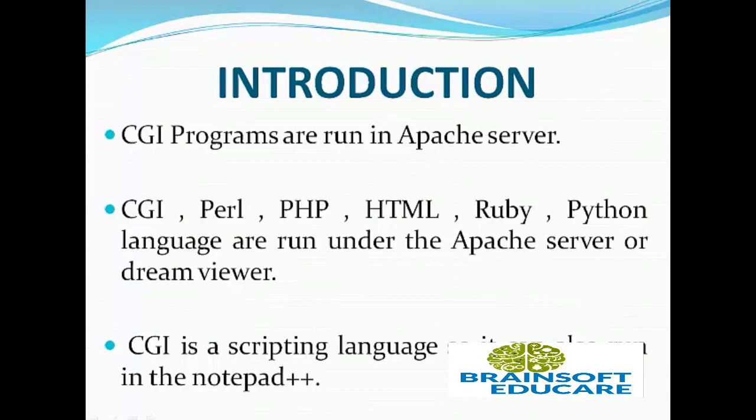First we will see the introduction of Apache server. CGI programs are run in Apache server. Coding of CGI is run in Apache software. CGI, Perl, PHP, HTML, Ruby, Python languages are run under the Apache server or Dreamweaver. Dreamweaver is one of the software like Apache server. CGI is a scripting language, so it can also run in Notepad++.